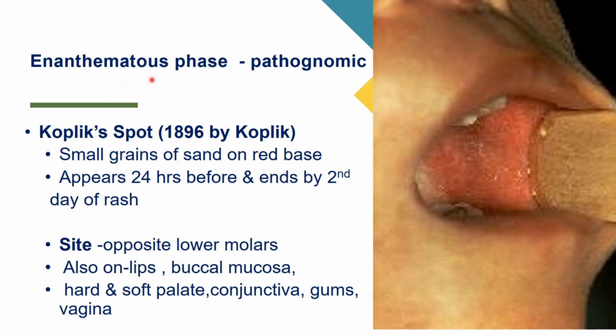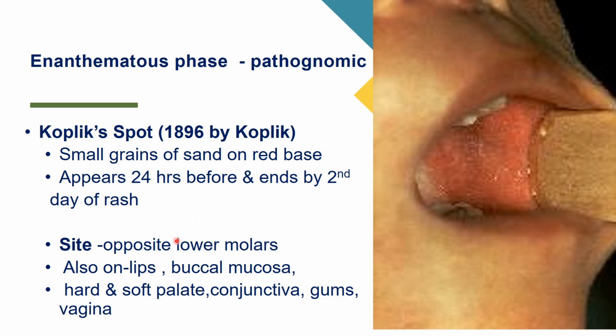Then comes the enanthematous phase. This phase is pathognomonic of measles. In this phase, Koplik spots appear. Koplik spot is named after Koplik, who described it in 1896. This Koplik spot is small grains of sand on a red base, sand-like structures occurring over the red base. If you see the picture, it is like that. It appears 24 hours before the appearance of the rash and then ends by the 2nd day of rash.